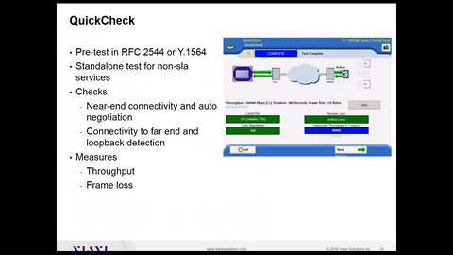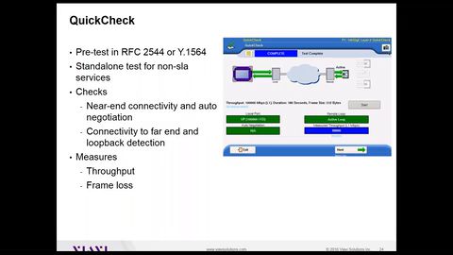And so what we've developed is a test that's called Quick Check. This can be used in two different applications. First of all, it can be used as a pre-test in RFC 2544 or Y.1564. The scenarios where you're just trying to first of all qualify the circuit to give a sense of if the longer 2544 or 1564 even has a chance to pass.